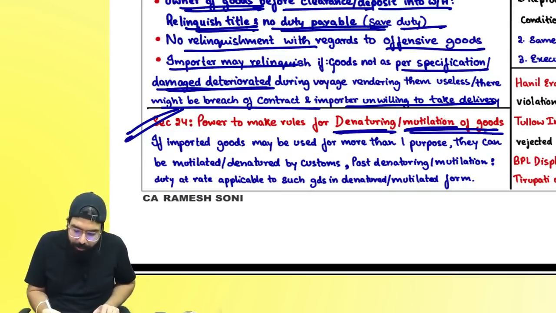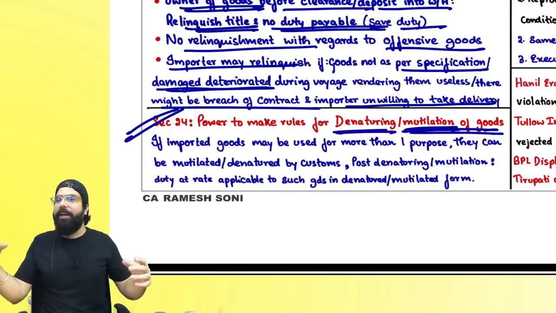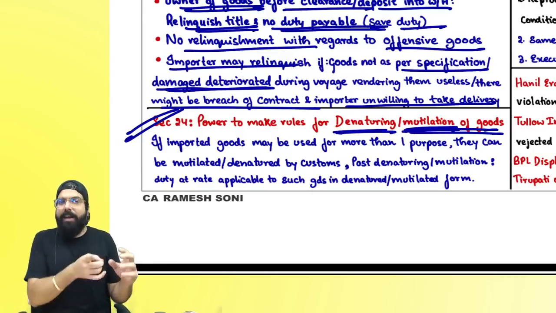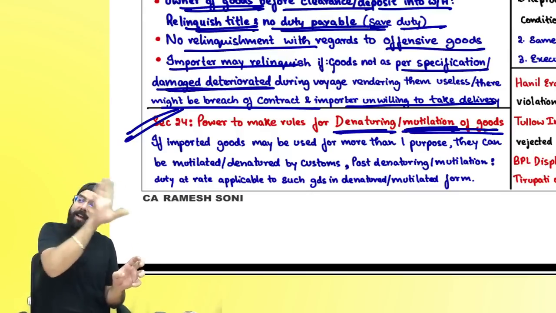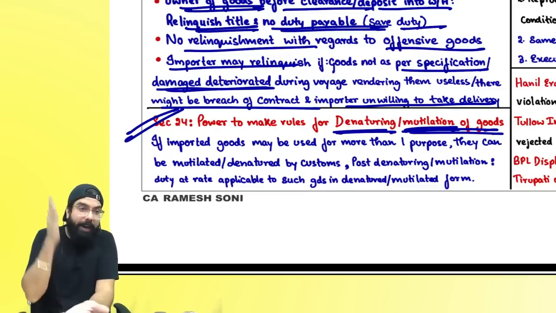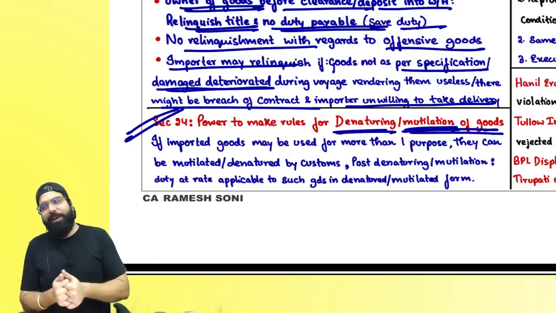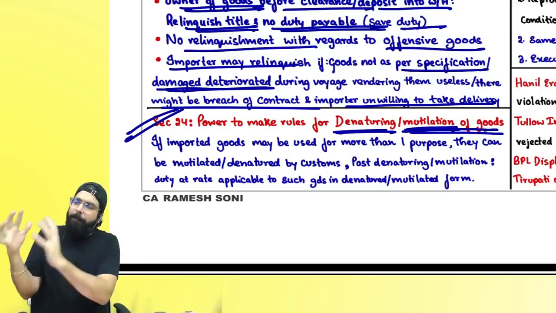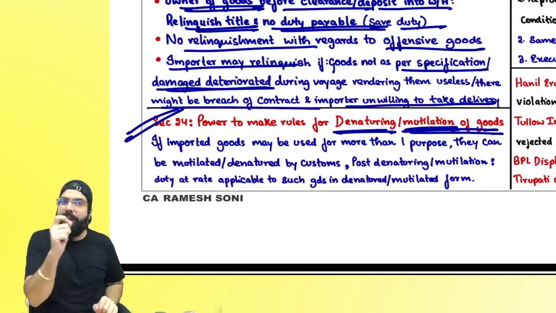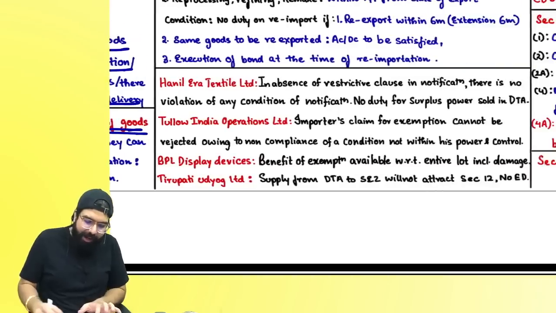Now there is power to make rules for mutilation. One machinery was imported and it can be cleared as a machine, or it can be cleared as scrap. You say you want to clear it as scrap, then they will mutilate it, break it into pieces, and now you can clear the machine as if it was imported in such scrap form only. Right, everyone? That power to denature and mutilate is there with the customs officer.